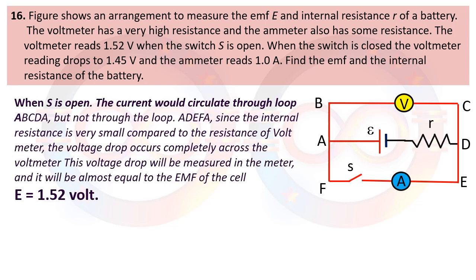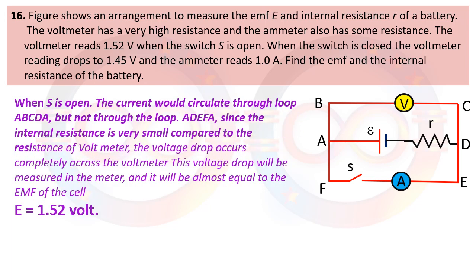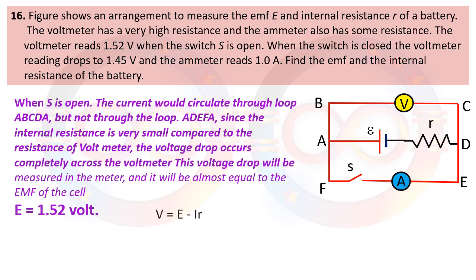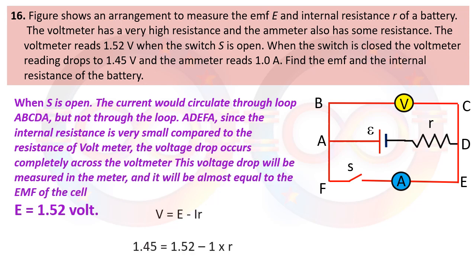Now the second condition, which we can understand here, is V is equal to E minus IR. That is, terminal potential difference is E minus IR. So V is 1.45, E is 1.52, current is 1 ampere, and R we can calculate easily as 0.070.